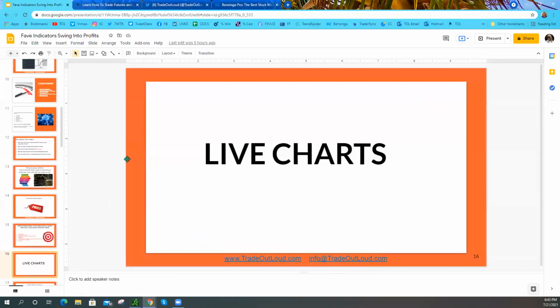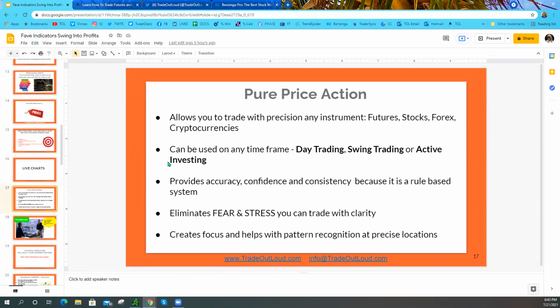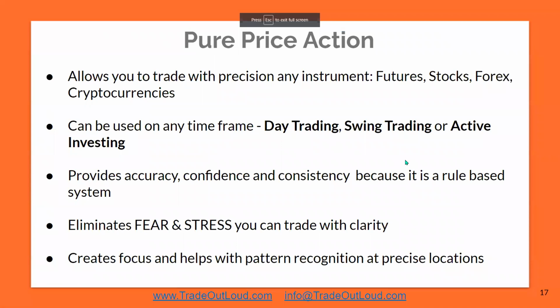Okay, so let's continue and let's get into pure price action and what it represents for us. Pure price action allows you to trade any instrument with clarity: futures, stocks, forex, cryptocurrencies. It can be used on any time frame, whether day or swing, or active investing, or long-term investing for years, for decades. It provides accuracy, confidence, consistency, because it's a rule-based system.